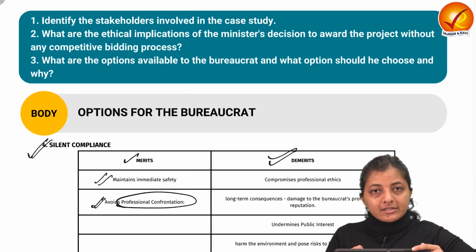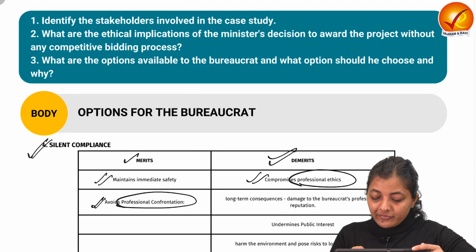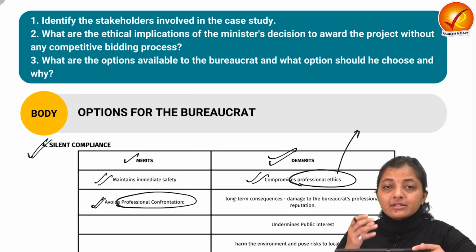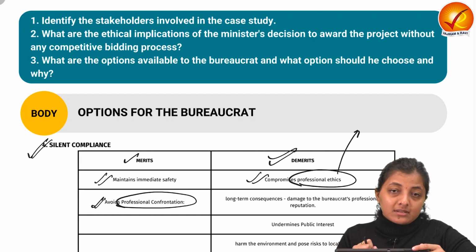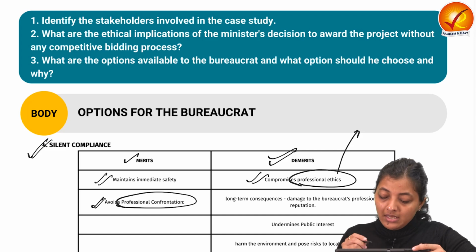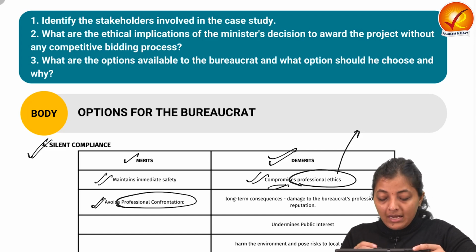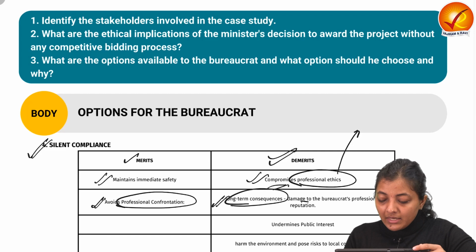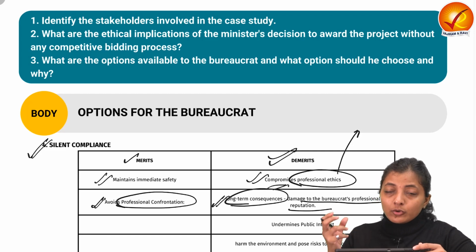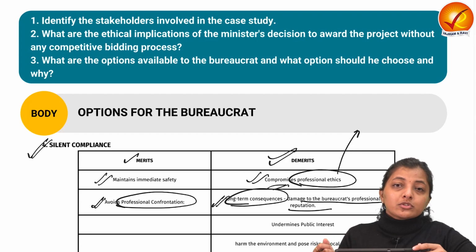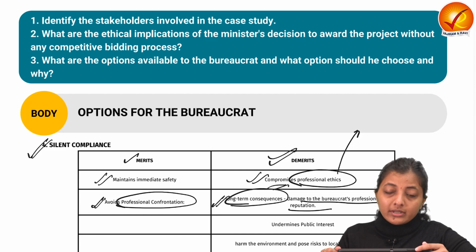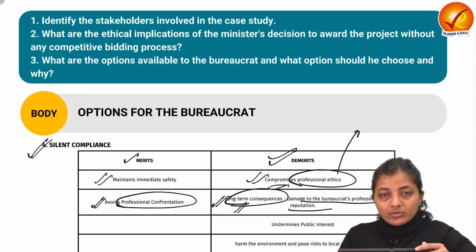Then what are the demerits for that? He compromises the professional ethics. What does professional ethics say? That he has to unveil or expose these corrupt practices. He should be transparent and accountable towards the institution. So he is compromising on that. And the long-term consequence would be damage to the bureaucrat's professional reputation. Maybe in future it would be exposed that this bureaucrat was also involved, and if he wasn't involved, why he didn't report it to the authorities. So there are some long-term consequences also.